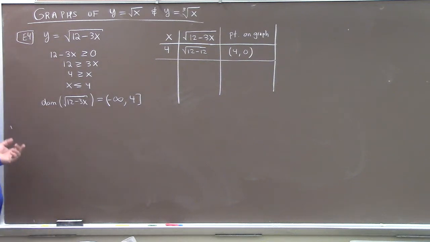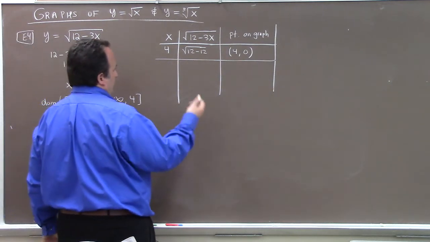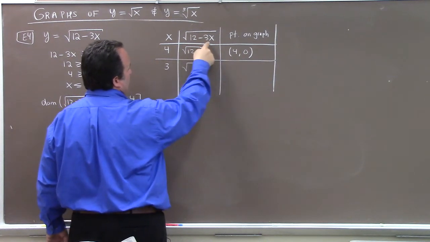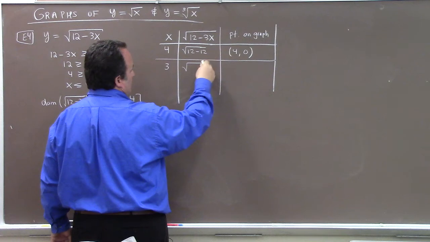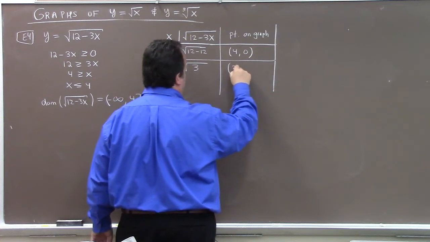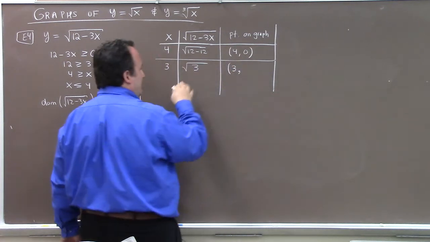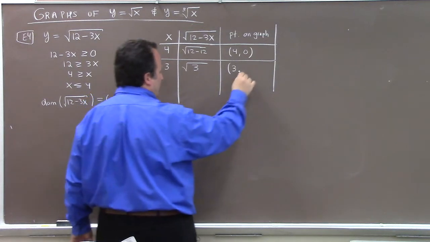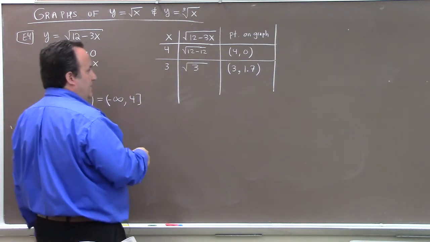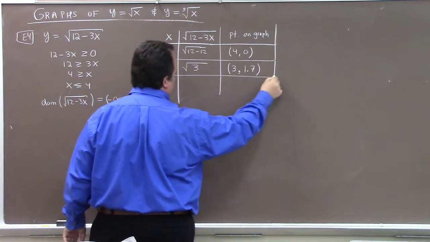All right, now we want to pick another point to the left of 4. I'll just pick 3. So we get the square root of 12 minus 3 times 3, which is 12 minus 9, the square root of 3. That gives me the point (3, square root of 3), and the square root of 3 is approximately 1.7 something. I forget, but I'll just say 1.7. And then 2.